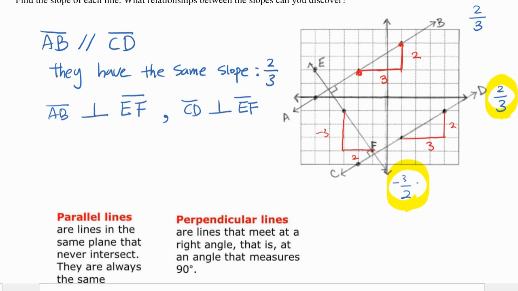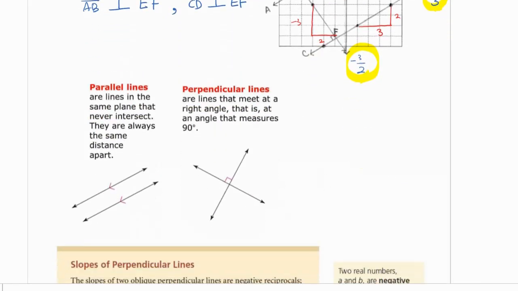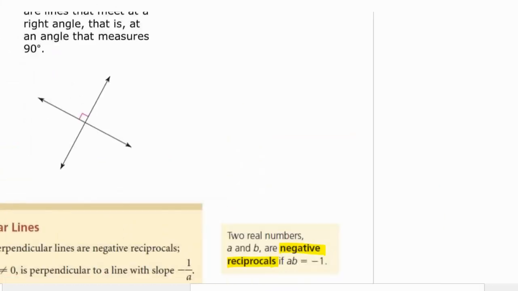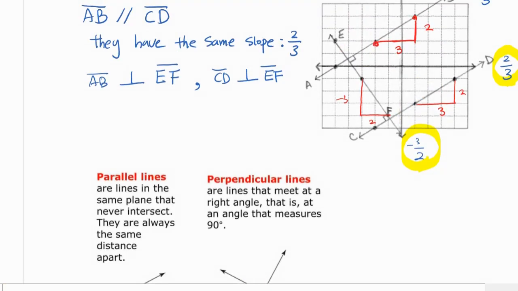Right, it's a reciprocal. So reciprocal means when you make a reciprocal, you can just simply flip the fraction. So if you flip 2 over 3, it becomes 3 over 2. But it's not just a reciprocal because it has a negative sign. So we call it negative reciprocal. Negative reciprocals.